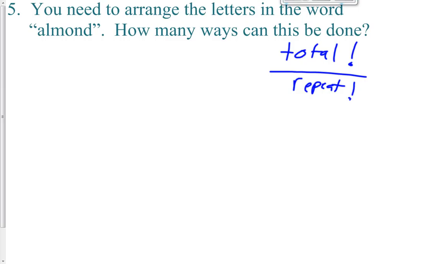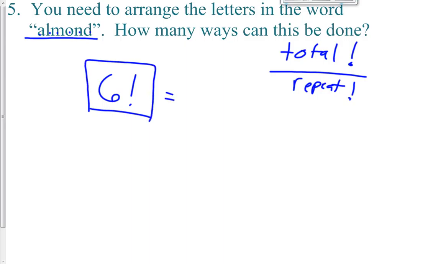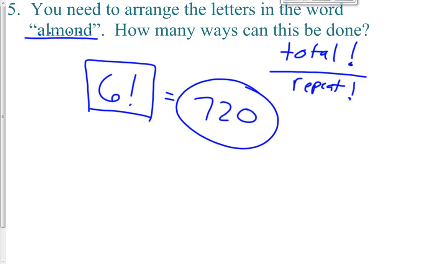So how many total letters are there in the word almond? There are 1, 2, 3, 4, 5, 6. So it's 6 factorial divided by the repeat factorial. If there are any letters that repeat themselves, you divide by that. And there are no letters that repeat themselves, so the answer is just 6 factorial, which is 6 times 5 times 4 times 3 times 2 times 1, which is 720. The reason we didn't divide by anything is because there were no letters that repeated themselves.